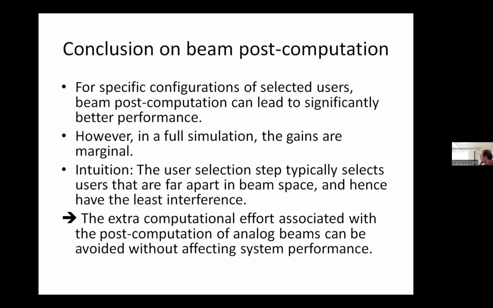So in conclusion, I've shown briefly that for some specific configurations of selected users, you might gain something by post-computing the beams. However, we've seen in a few simulations that the gains are marginal, if any. And essentially, the intuition is that when you have a real user selection algorithm, you already choose users whose beams are far apart in the beam space. So the extra computational effort that would be required by doing this post computation is not worth it. We're quite happy that it's not the case, of course.